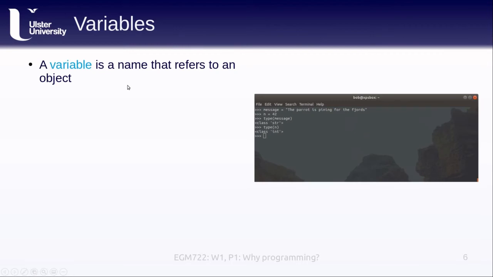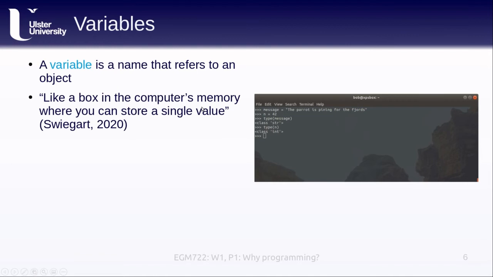In Python, a variable is a name that refers to a particular object. For example, here we have a message that we've written out. It is a text string, and it has the name message. We have another variable called n, and we can see that they have different classes or different types, just like what we saw when we were looking at types on the previous slide.